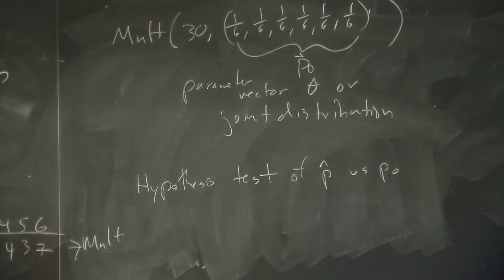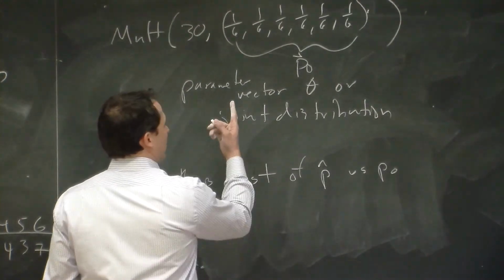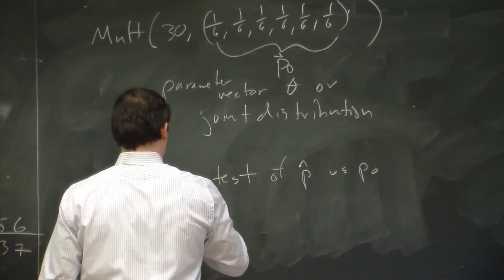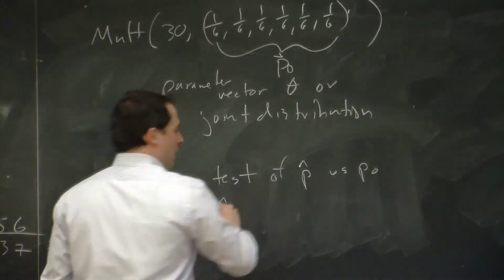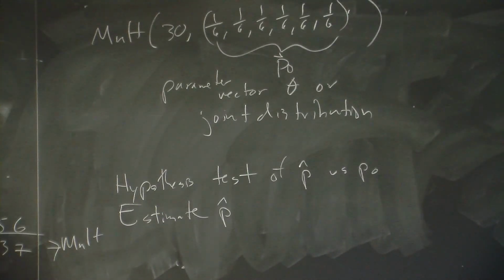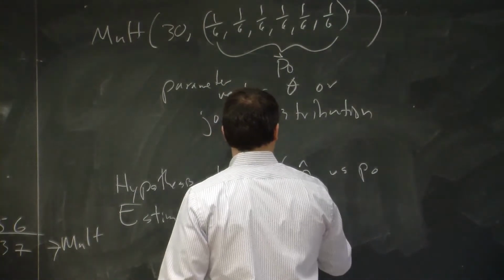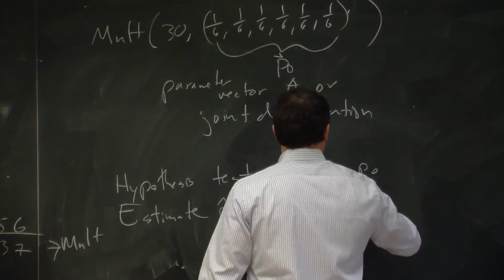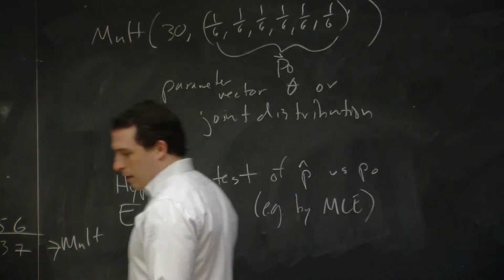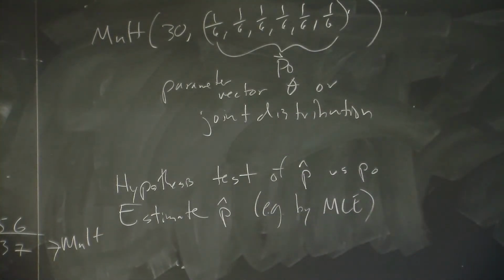Another thing I might want to do is, for this it's easy, but in general it's a little bit subtle, I might want to estimate this p hat. I might want to find a maximum likelihood estimate of what I think that parameter is.